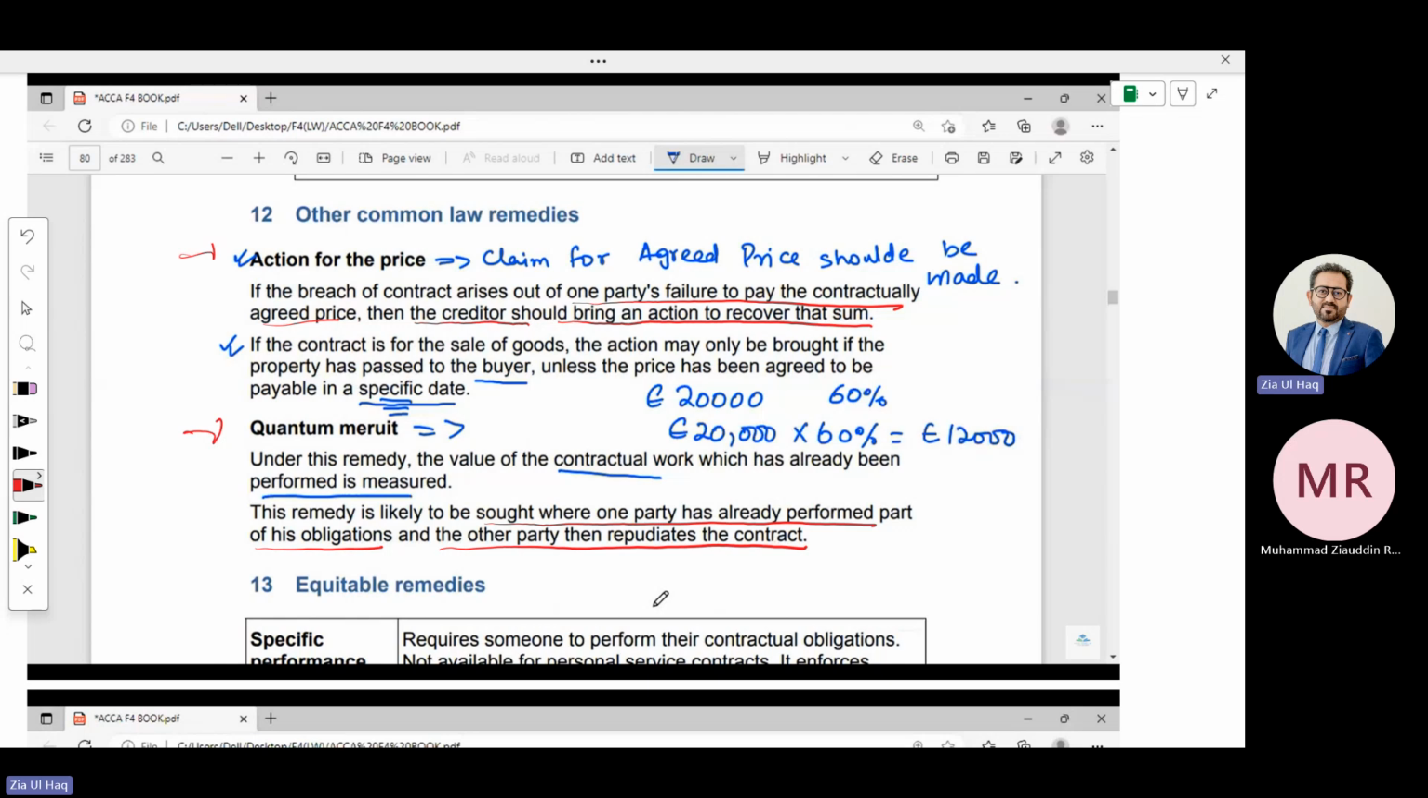So what is action for price? Whatever price is agreed, if you have delivered the goods, the other party has to pay, meaning you can claim damages for the complete price. In case of quantum meruit, whatever work is completed, you can claim damages for that part of the work rather than the complete price. So these two are called common law remedies. What are the common law remedies? Action for price and quantum meruit.